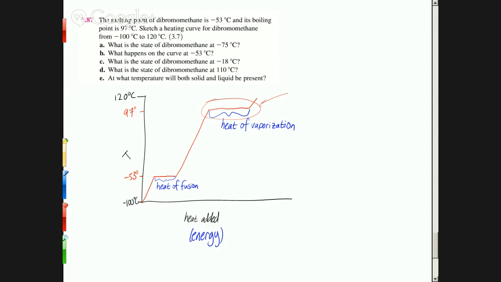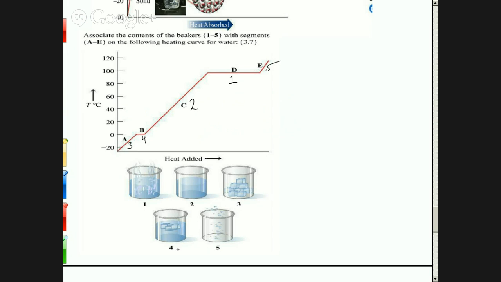Yeah, negative 53, right at the melting point. That's what the melting point tells us. We'll have both states there. Both states exist there. Remember the other picture in our other example here? When both states are coexisting, that's in the middle of boiling or melting.